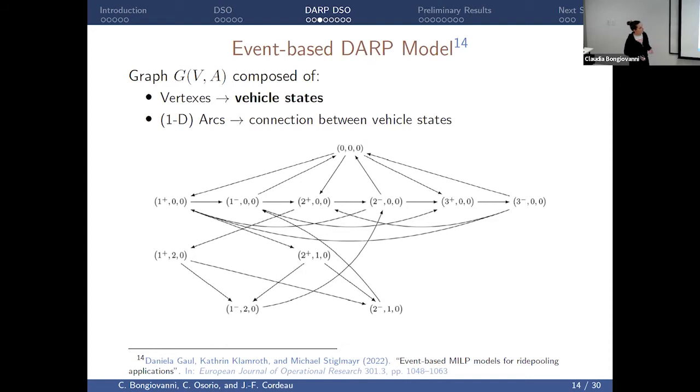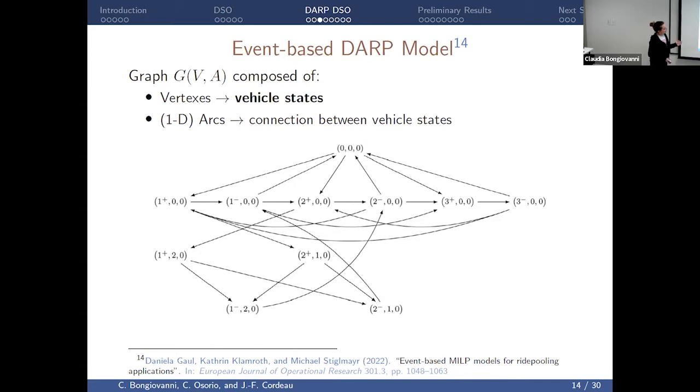What I mean by states, we have an example here. Suppose that we have vehicles with a capacity of 3. So vehicles can only contain a maximum of 3 passengers. And so we have tuples with 3 entries. An entry that is 0 means that there is no one on board. When we start at the depot, the vehicles are supposed to be empty. So we have empty vehicles 0, 0, 0: a vehicle with capacity 3 and no one on board.